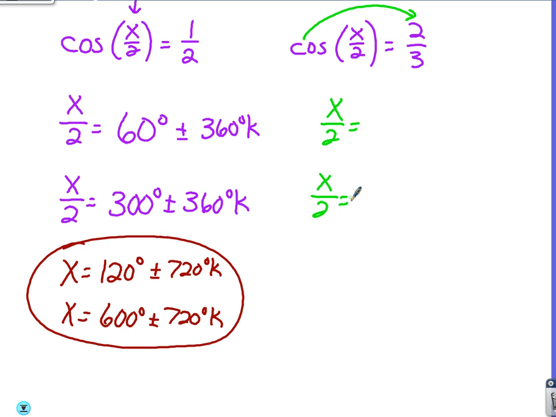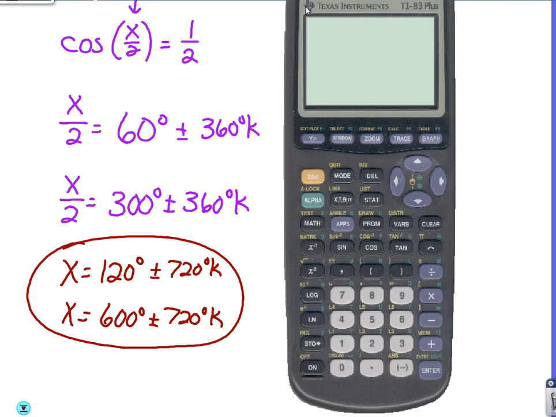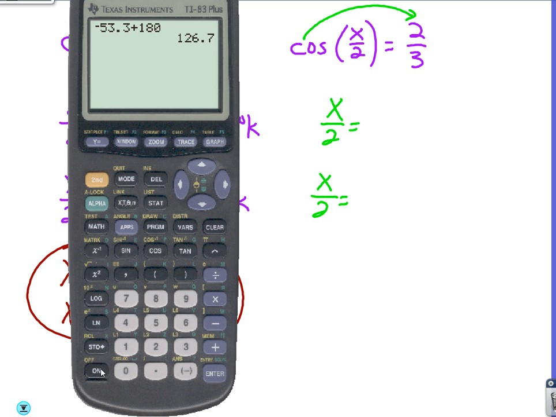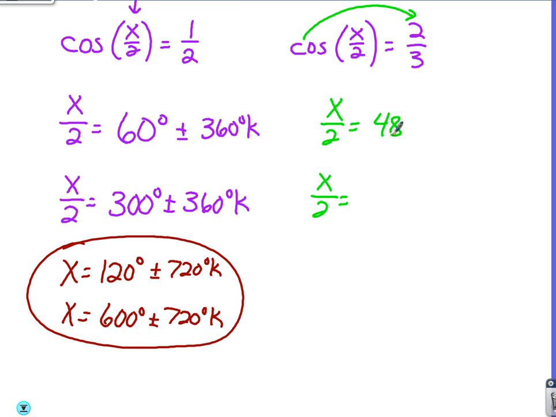Inverse cosine, here you go. Inverse cosine of 2/3, or has somebody done it already? No. Second cosine 2 divided by 3. About 48.2 degrees. But that's not your only answer. Cosine is positive in the 1st quadrant. Cosine is positive in the 4th quadrant. So 48.2 degrees, could I just do negative 48.2 degrees? Yeah.